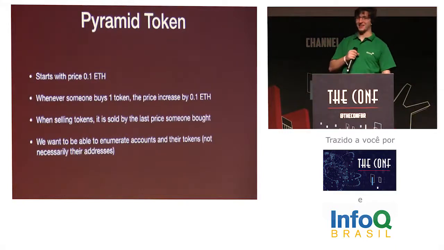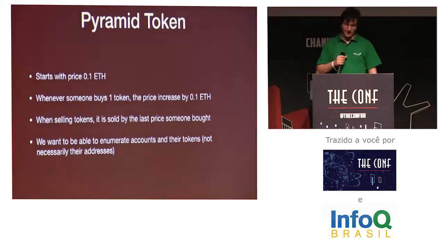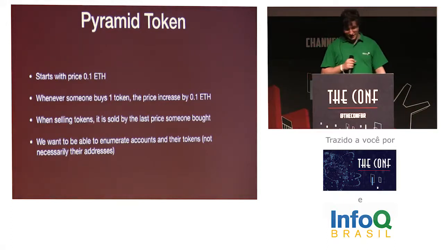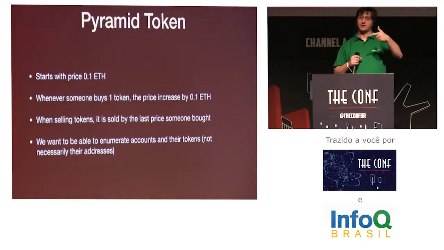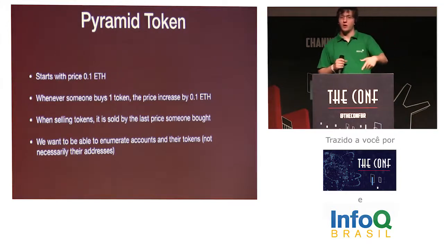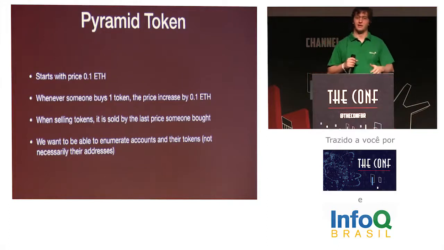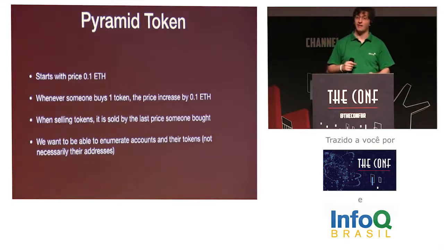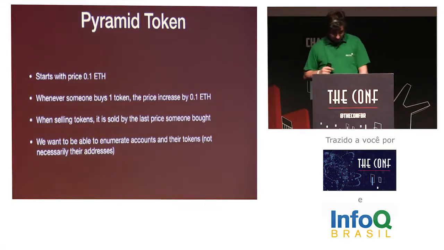So let's implement, yeah, this looks like a scam, but let's implement a pyramid token here. The idea of a pyramid token is that it starts with a fixed price. Every time you buy, the price increases, and when you sell, you sell for the last price sold. So if I am the first buyer, I buy for 1, and then 10 other people buy, so the price is now 12, and the last price will be 11. If I sell, I sell for 11, so I earn 10-something.